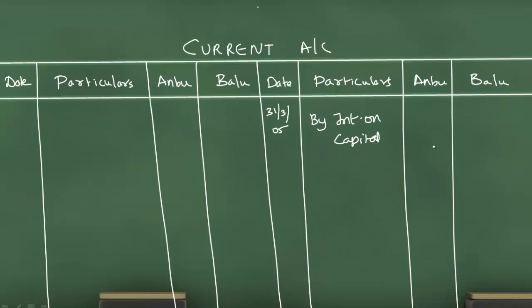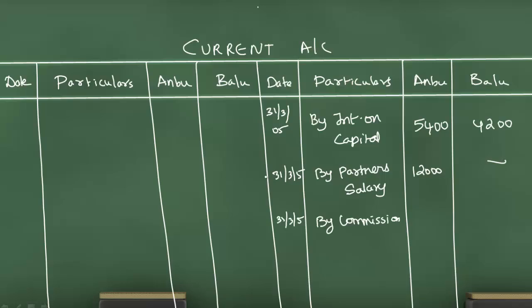Our first adjustment is interest on capital, which is 5,400 and 4,200. Our second adjustment is partner salary, where only Anbu was entitled to 12,000 and nothing for Balu. The third adjustment is commission, where Anbu does not have any commission, Balu has a commission of 6,000. The fourth adjustment is share in profit, where Anbu had 6,000 and Balu had 4,000.